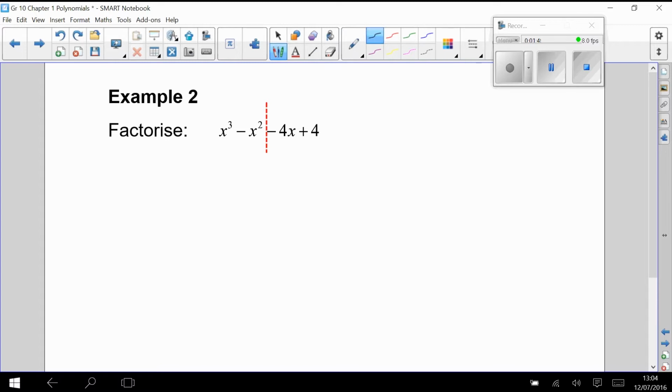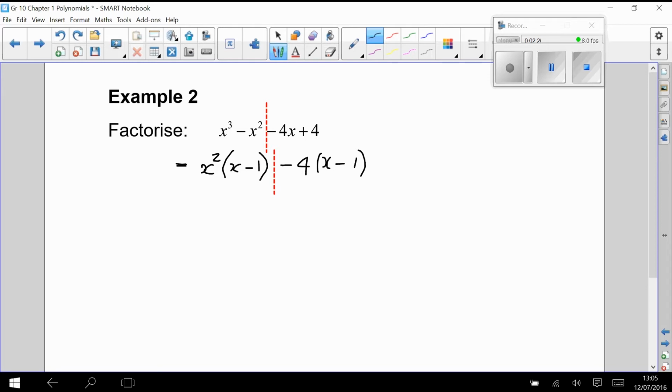Looking at the first two terms on their own, I can see that between those two terms there is a highest common factor of x squared, which leaves x minus 1 in a bracket. Remember that I'm only looking at the first two terms. So now if I start to look at the last two terms and take out a common factor of minus 4, I'm going to be left with a bracket of x minus 1. Remember, when your common factor is a minus, it changes all the signs. And so that plus 4 changes its sign to a minus.